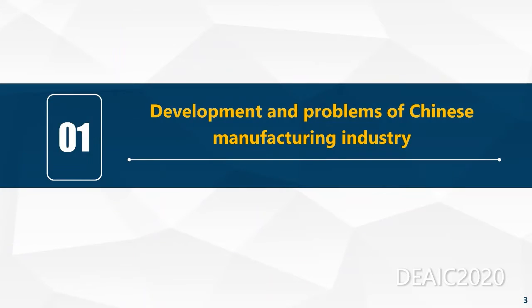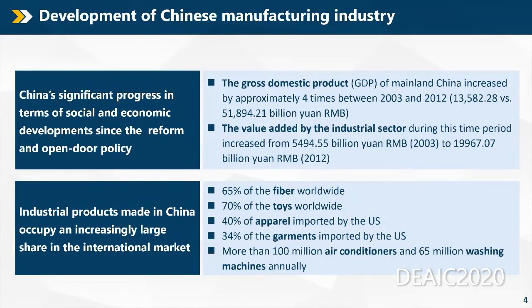First of all, let's have a look at the development path and the problems of Chinese manufacturing industries. As we all know, since the reform and the open door policy, China has experienced significant progress in terms of social and economic development. For instance, China's GDP increased by approximately 4 times between 2003 and 2012.